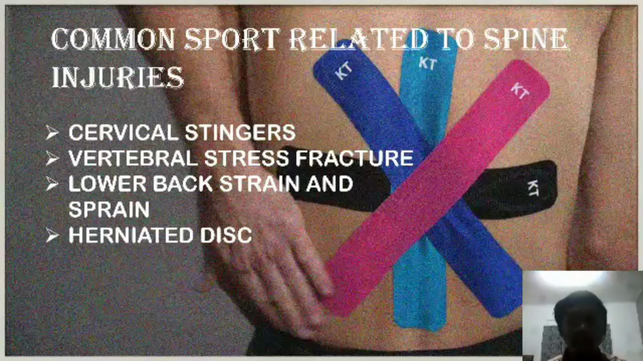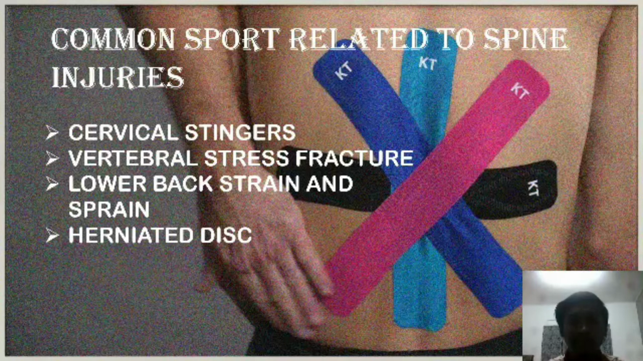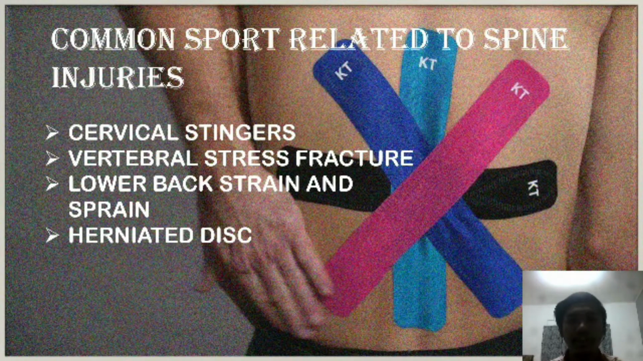Assalamualaikum warahmatullahi wabarakatuh. My name is Muhammad Afiq bin Jafri. So today I'm going to explain about common sport related spine injuries. First of all is cervical stinger. It is an injury that happens when the head or neck is hit to one side. It also causes the shoulder to be pulled in the opposite direction.